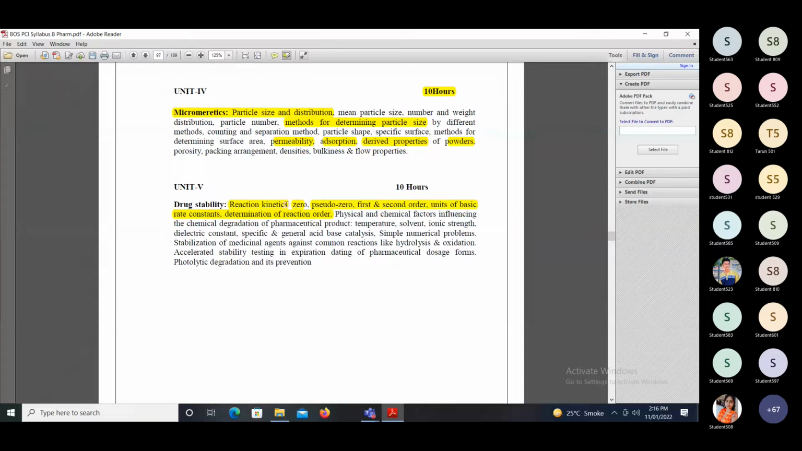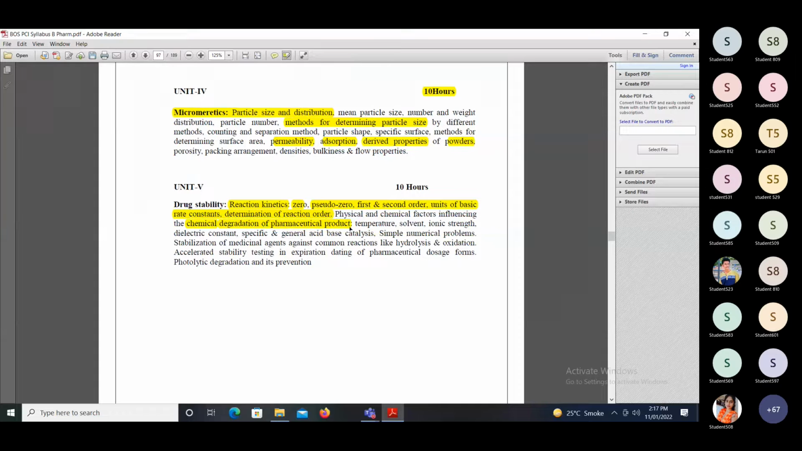Then the different methods used for determination of the order of the reaction, whether the half-life method, the graphical method, or the substitution method, which is used for determination of the rate of the reaction or order of the reaction. Then the different physical and chemical factors that affect the degradation of the pharmaceutical product, meaning how the factors affect the half-life and shelf-life of the drug molecules. That part we are going to discuss here.